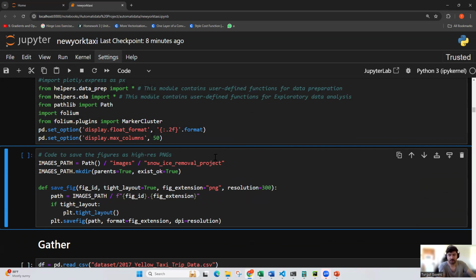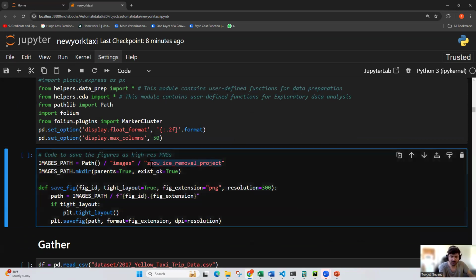Okay, this one is from a different project, so let me change this name. New York taxi, right? Okay, New York taxi. Using this pathlib library, it will create an image folder and then a New York taxi project folder.